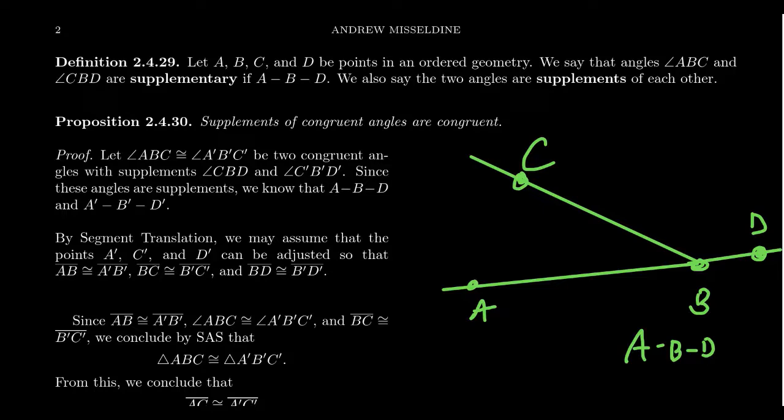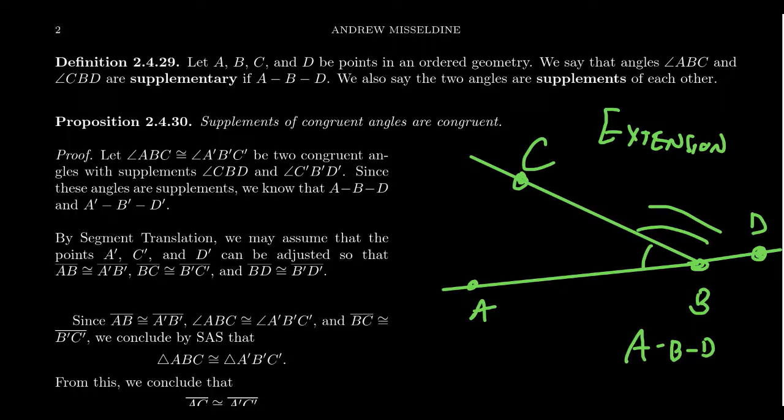And therefore, because A, B, D are collinear with B in the middle, angle ABC is going to be supplementary to angle DBC. So the existence of supplementary angles in an ordered geometry comes exactly from the extension axiom.